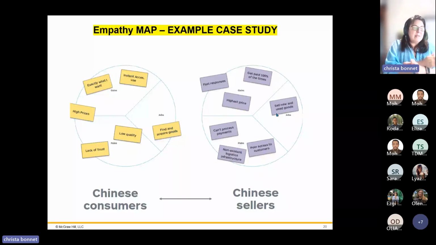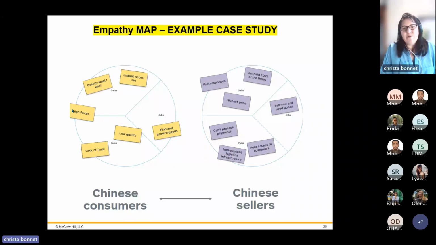Now look at the other side. So that was interviews held from two different angles, from the Chinese sellers, but then they went to the Chinese consumers and asked, what are your problems? Their jobs are to find the yellow ones and acquire goods. Their pains were low quality from Chinese sellers and lack of trust. Then on the line between gains and pains is the high prices that the Chinese sellers are asking.